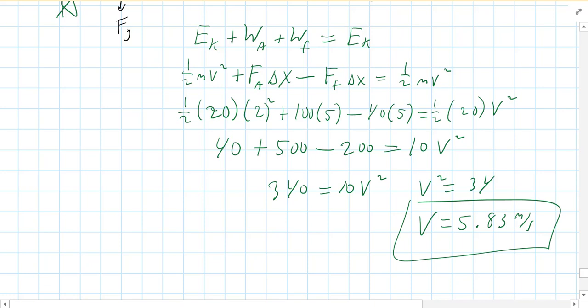So again, the 3 steps you want to do on these problems are: write out the conservation of energy equation with the terms that actually make sense in the problem, plug in the equations for each of those work terms, and then substitute your numbers and solve for what they're asking for.